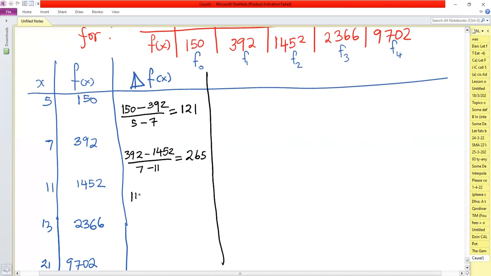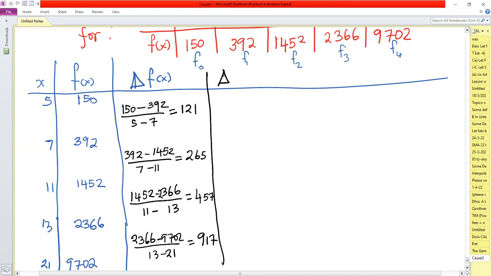Next will be 1452 minus 2366 divided by 11 minus 13, which will give you 457. Then lastly, the first divided difference will be 2366 minus 9702 divided by 13 minus 21. And when you work this out, you get 917 as your solution. So this is the first divided difference.